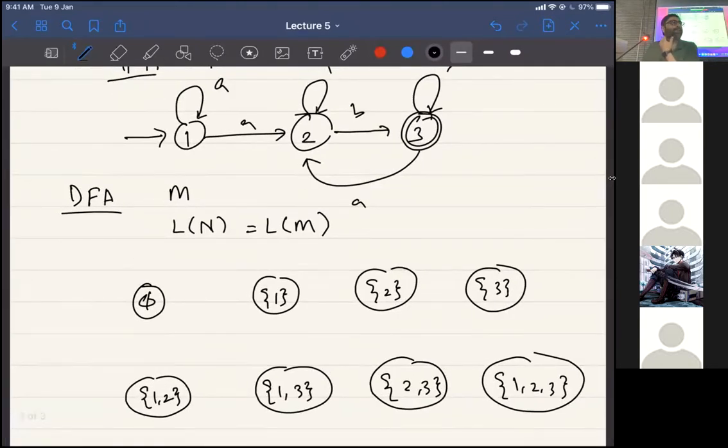So we need to know what is the initial state or the starting state in this DFA. So what is the starting state in this NFA? Starting state is 1. So the initial starting state in the DFA is also 1.